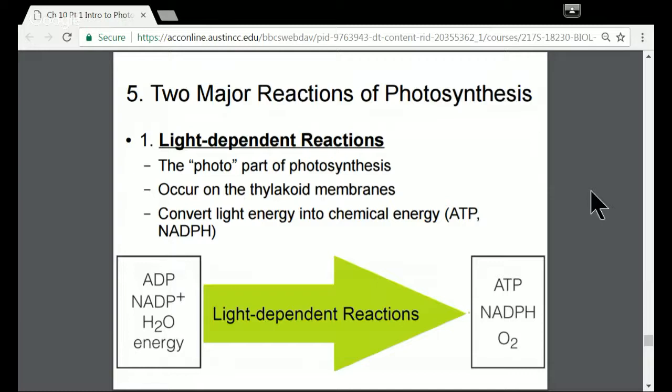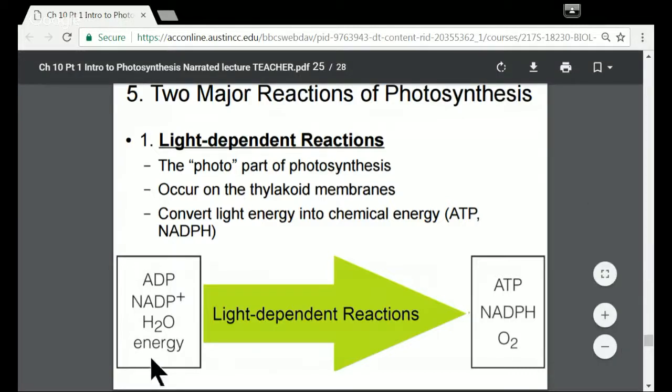Now, what's going to actually happen during these reactions? Well, light's going to be captured. Energy is going to be captured. Now, we need to capture it inside chemicals. So these are the chemicals that will actually be used to capture the energy, ADP and NADP+. These chemicals will be converted into ATP and NADPH. So ADP will be phosphorylated, which captures a little energy, and NADP+ will be reduced into NADPH. So this is the chemical energy that's been captured from the sun.